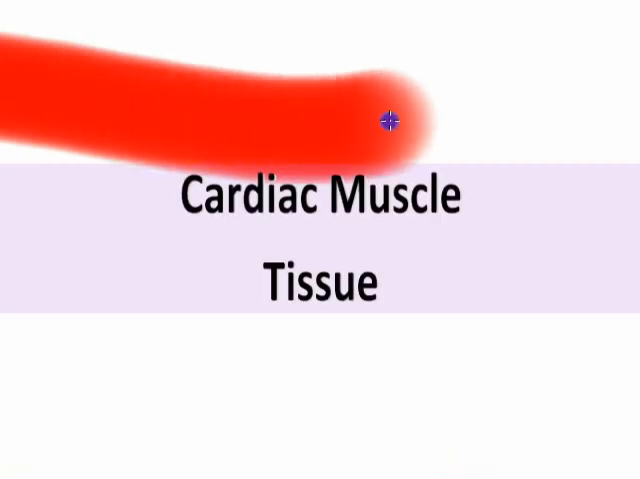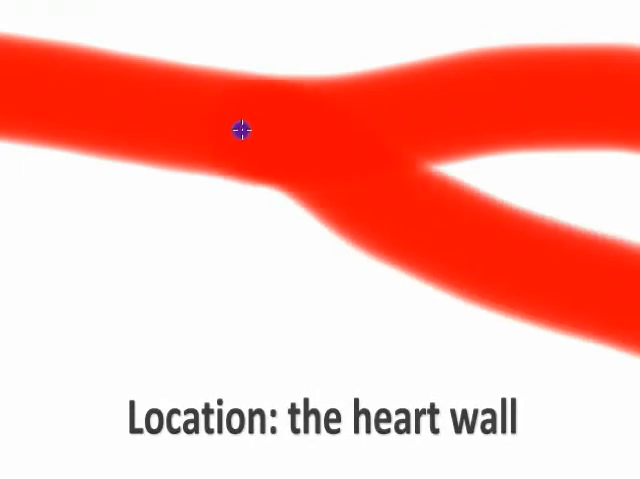Our next tissue is cardiac muscle. Cardiac muscle tissue is only located in the heart wall. It carries out involuntary contraction, which is not under conscious control, and it's helping to pump blood throughout the entire body through the blood vessels.